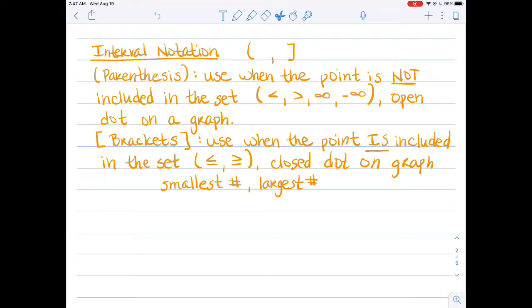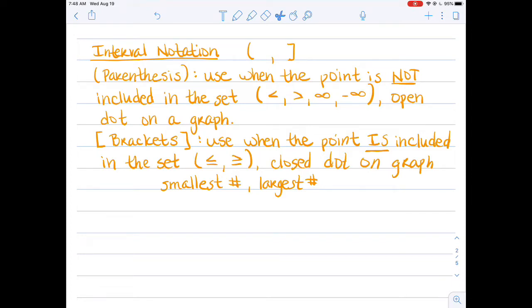Okay, the first notation that we're going to discuss today is interval notation, and you may have touched on this in Algebra 2, but you mostly used inequality notation. Interval notation uses either parentheses or brackets, or sometimes one of each. We use parentheses anytime that a point on a number line is not included in the set.